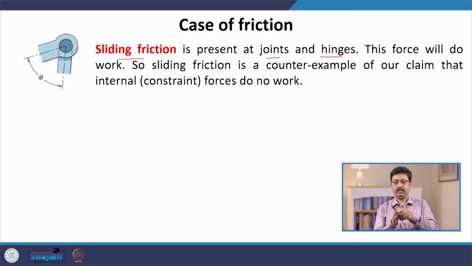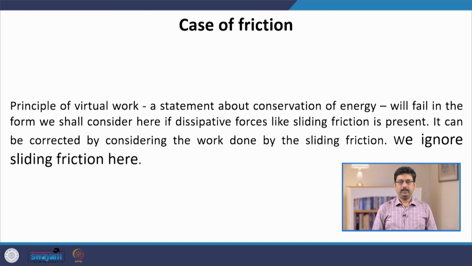If I take this pen and this is a surface, then this is a sliding motion. Now, this force does some work. The work done by this sliding friction force is not 0 in general. So, this is in fact a counterexample: in the presence of such sliding friction, the internal or constraint forces do not do zero work. So, the principle of virtual work that we are going to consider next, which is actually a statement about energy conservation, will fail.